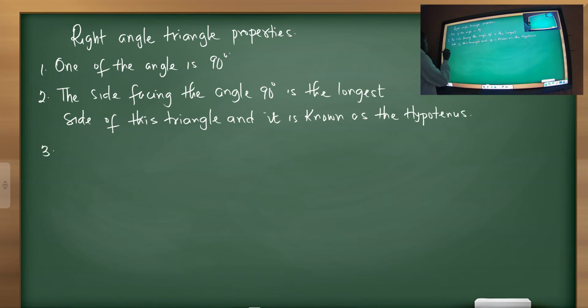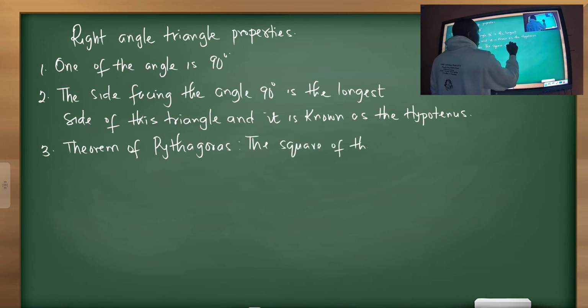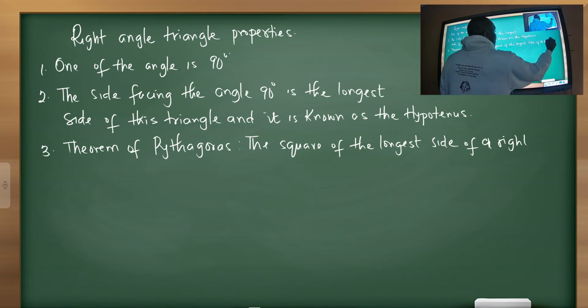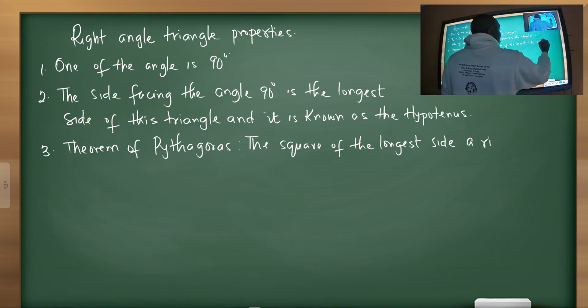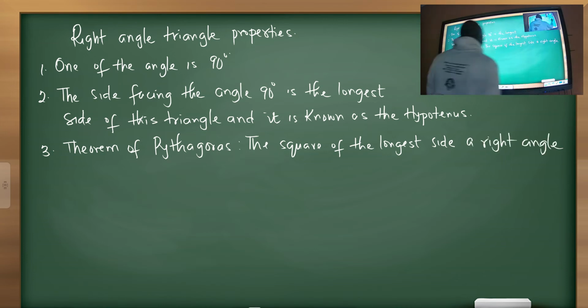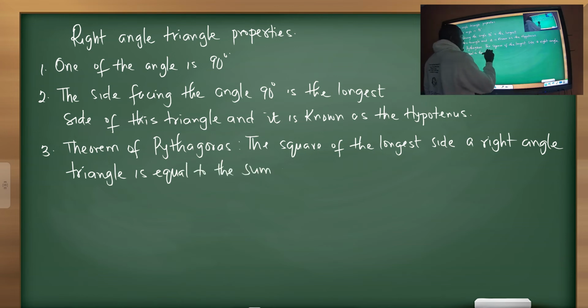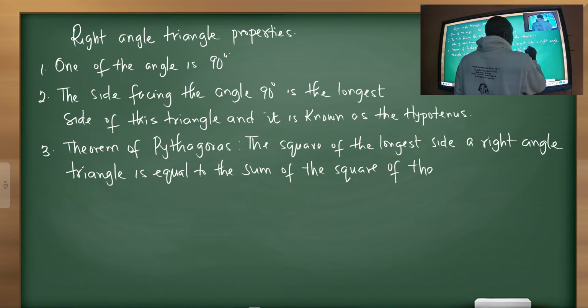Right. Number 3. Then we talk about the theorem of Pythagoras, which says that the square of the longest side of a right angled triangle is equal to the sum of the square of the other 2 sides.